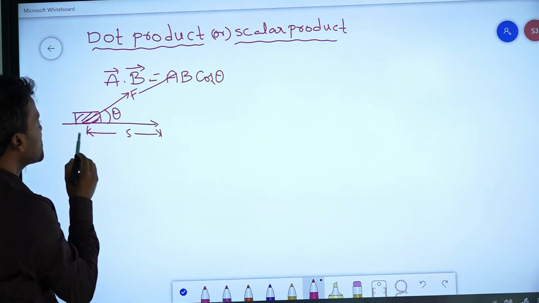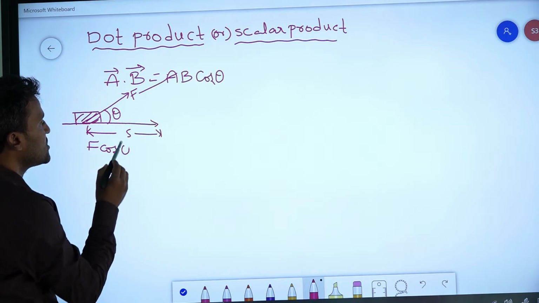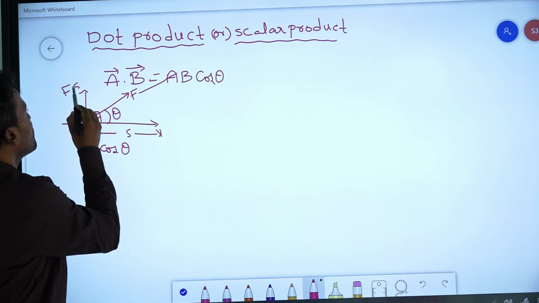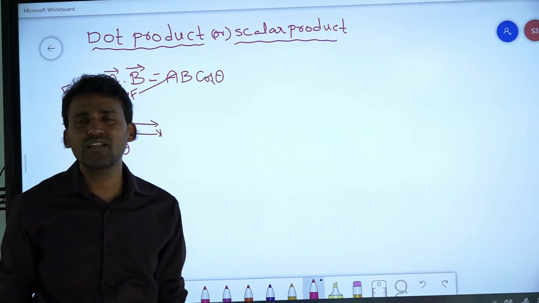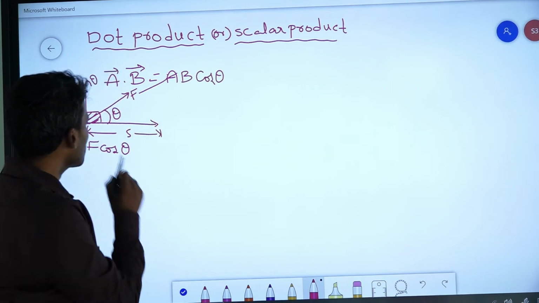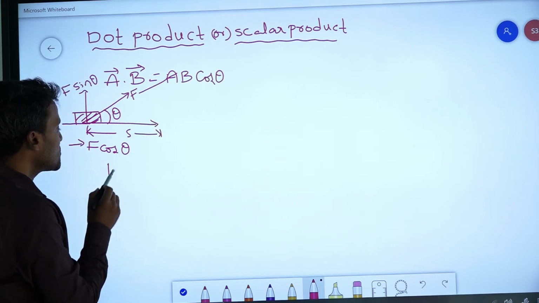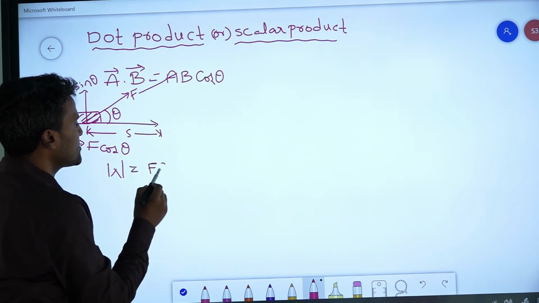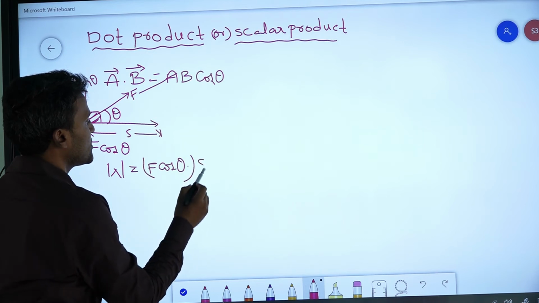Now, F can be resolved into two components. The horizontal component is F cos theta. The vertical component is F sin theta, isn't it? So, what is work done? Work done is nothing but force into perpendicular distance. Along the horizontal direction, what force is acting? F cos theta. So, work done is equal to F cos theta into S.